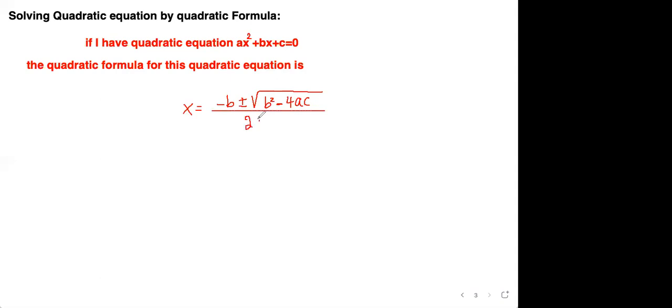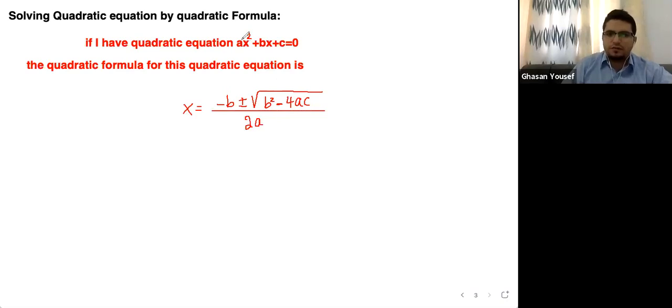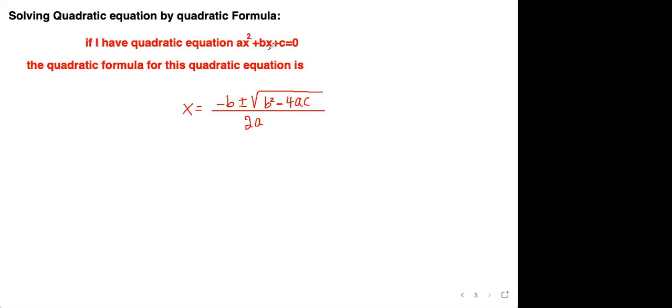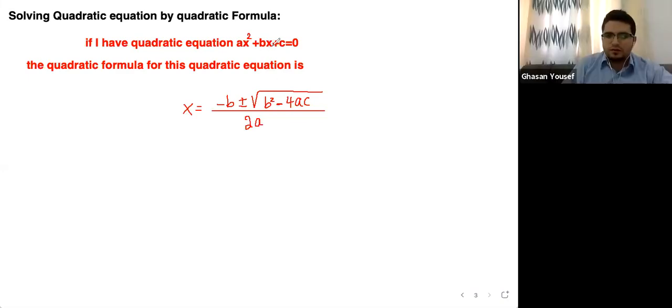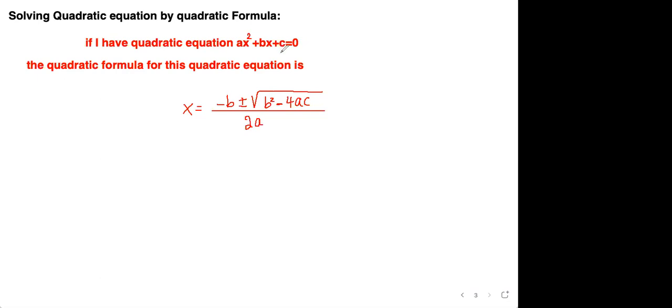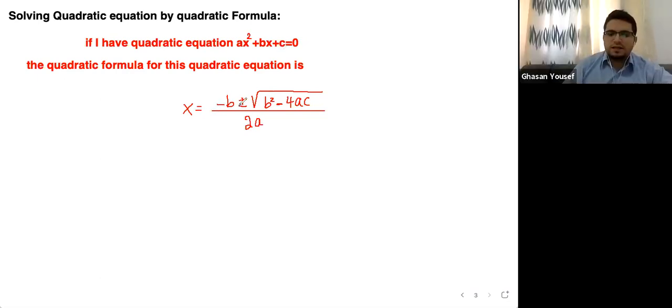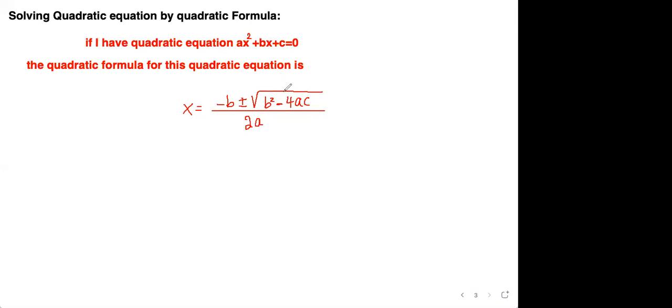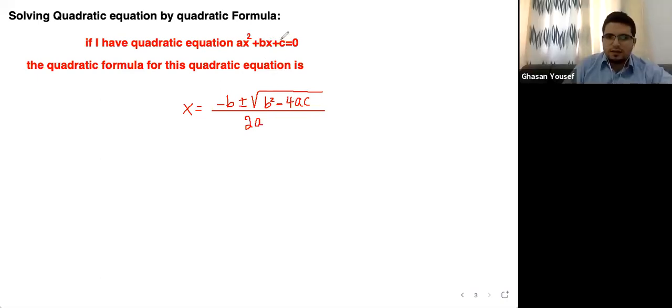So what is a? A is the coefficient of x squared. This is my a. What is b? The middle term, or coefficient of x. And c is the constant number. So the formula is x equals minus b, the coefficient of the middle term, plus or negative square root of b squared minus 4 times a times c, over 2 times a.